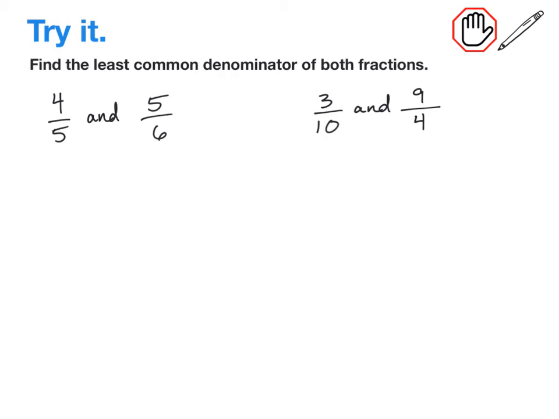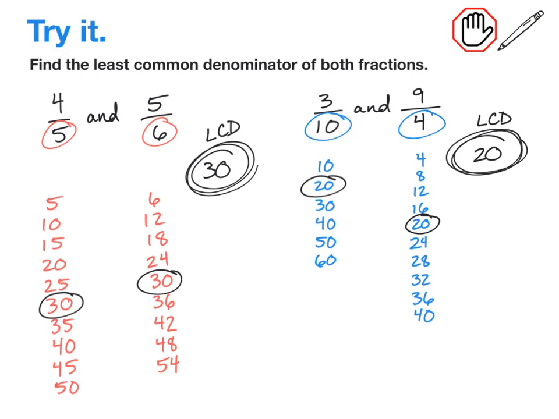Okay, it's your turn to pause the video and try it. Find the least common denominator of both fractions. When you're finished, press play and I'll reveal the answers. Okay, compare what you got to these answers. Fix and or correct any mistakes or errors made. The least common denominator between 4/5 and 5/6 is 30. And the least common denominator between 3/10 and 9/4 is 20.